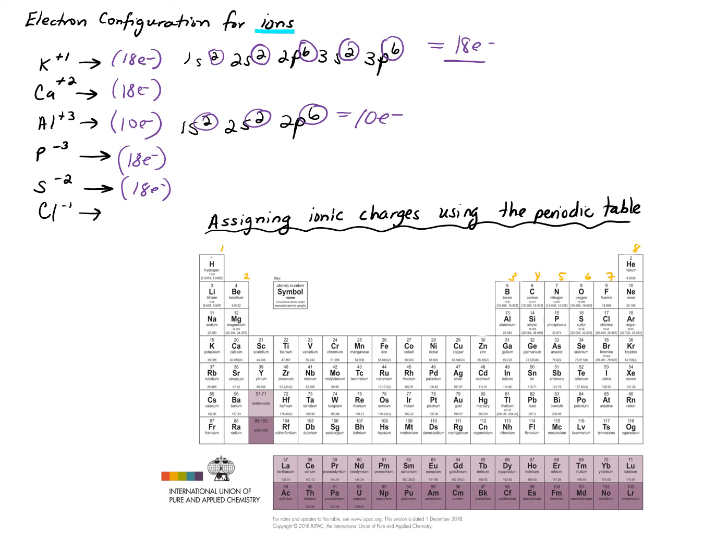Cl-1. Checking Cl in the periodic table, it's element number 17. The neutral atom will have 17 protons, 17 electrons. This is the ion with a charge of -1, which means that the atom of that element is gaining 1 electron. If it's gaining 1 electron, it's going from 17 to 18.